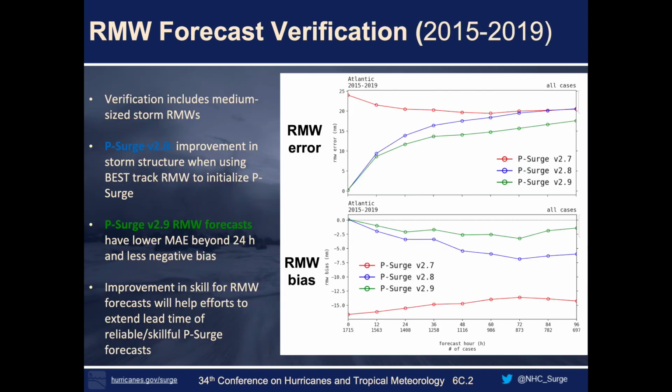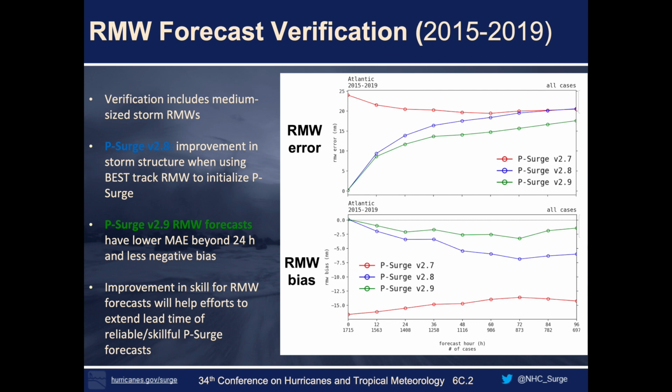So we looked at 5 years of RMW forecasts from P-Surge 2.7, 2.8, and then 2.9 using these new regression forecasts, just to see how the error and bias compared. And you can see that there was a large improvement through about 48 or 60 hours into the forecast, going from P-Surge version 2.7 to 2.8. And obviously, again, this is when we started using the best track RMW value to initialize the forecast.